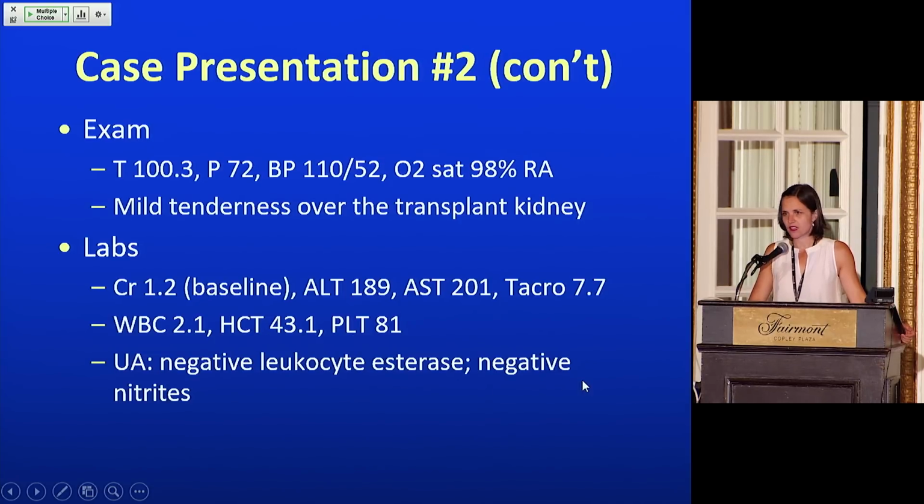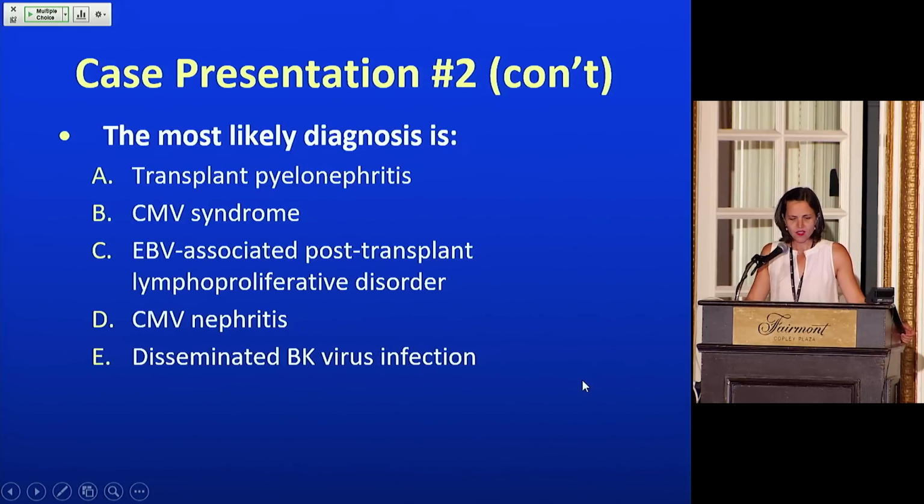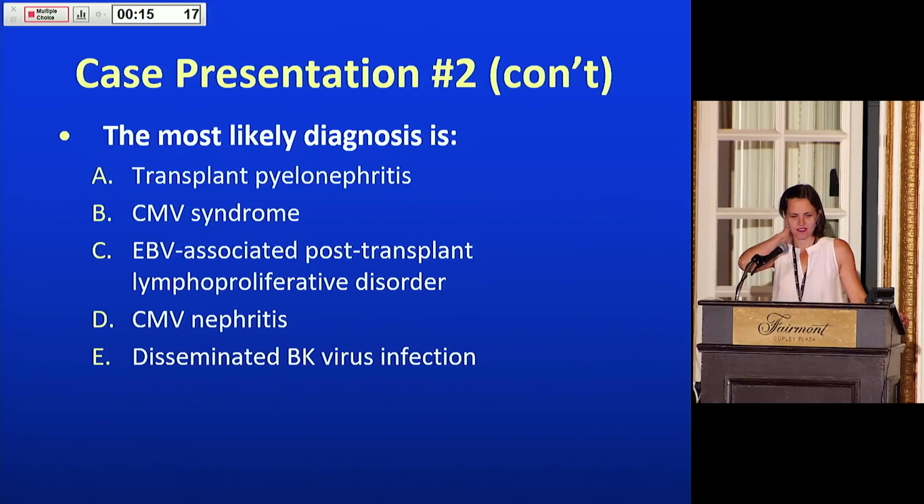His urinalysis is unimpressive. The most likely diagnosis is A, transplant pyelonephritis, B, CMV syndrome, C, EBV-associated post-transplant lymphoproliferative disorder, D, CMV nephritis, or E, disseminated BK infection. Go ahead and ring in.